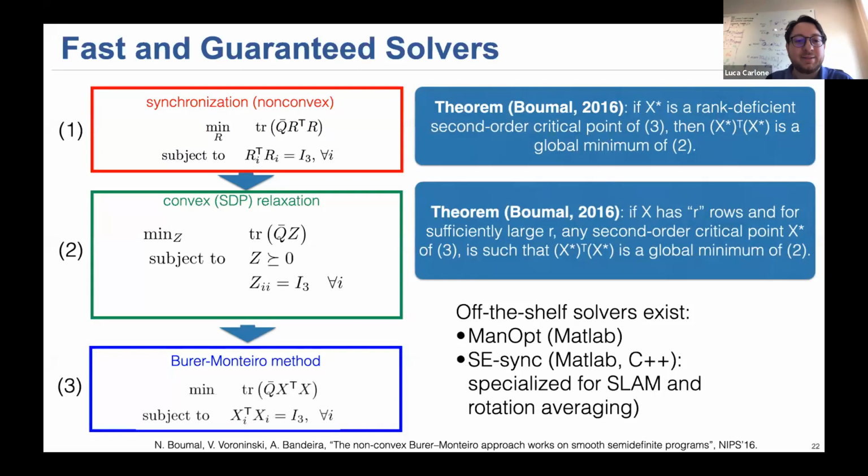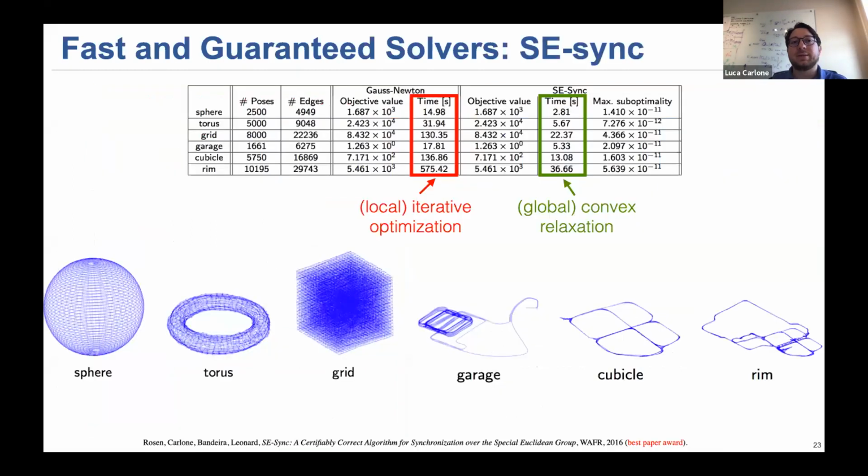So how fast is this Buehler-Monteiro method? Well, indeed, it's pretty impressive if you consider SLAM datasets. Here on the rows, you can see a bunch of SLAM datasets and very large problems, right? Thousands of poses, 10,000 of poses, 30,000 edges, and you look at the cost in terms of time for a local solver, let's say the Gauss-Newton solver, and you compare that with the SCSync, which is based on this idea of Buehler-Monteiro, you can see that a good implementation in SCSync can be even faster than a local solver.